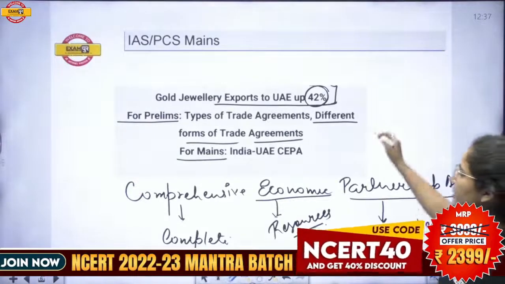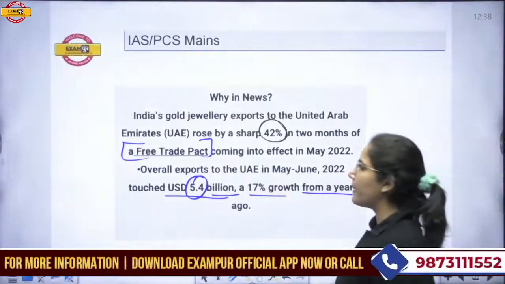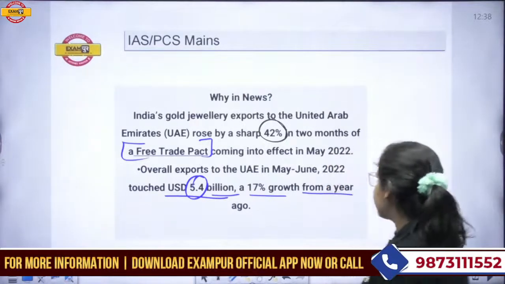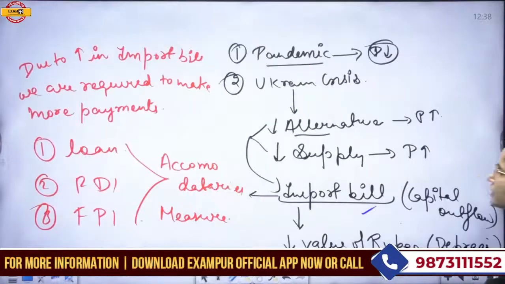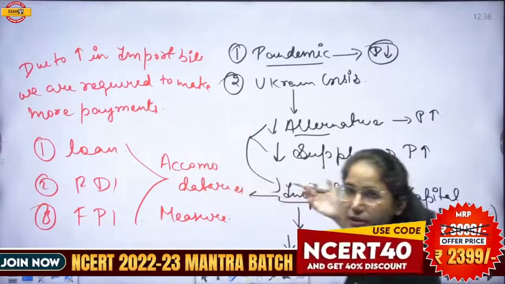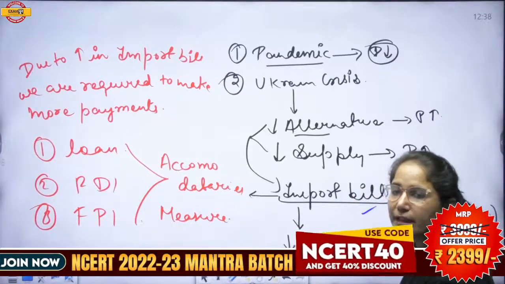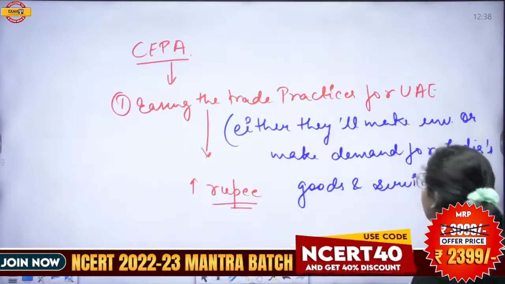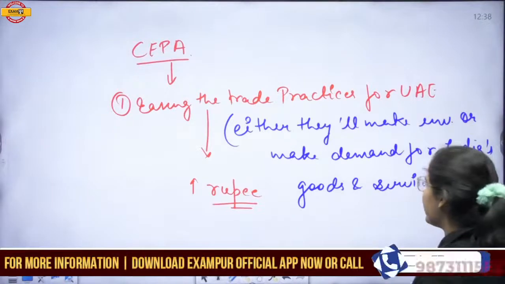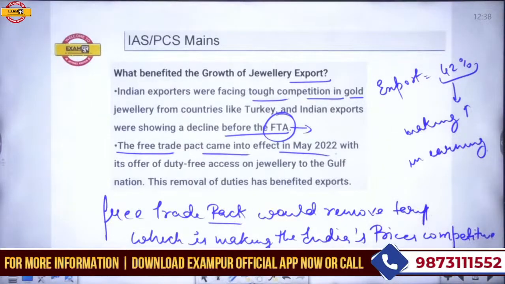Obviously, it is making the expansion in the earning due to CEPA, Comprehensive Economic Partnership, and Free Trade Pact, which is making the prices cheaper. This is the background. In what ways you would require the comprehensive economic partnership agreement like this, and what kind of things is being produced out of the segment, and benefits of the growth.